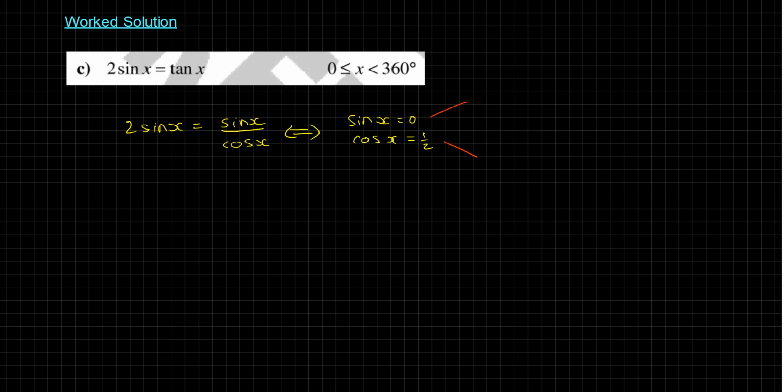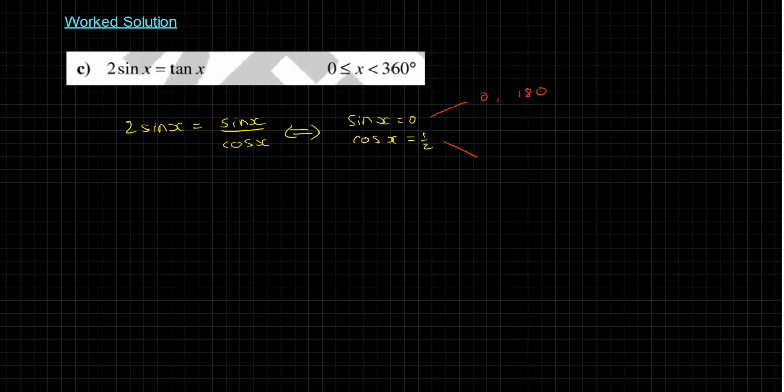Sine x equals 0 is nice and easy. When does the sine graph cross the x-axis? It crosses at 0, it crosses at 180, it crosses at 360, and so on. However, we're not including 360 because it's strictly less than. So let's go back. We just have 0, 180.